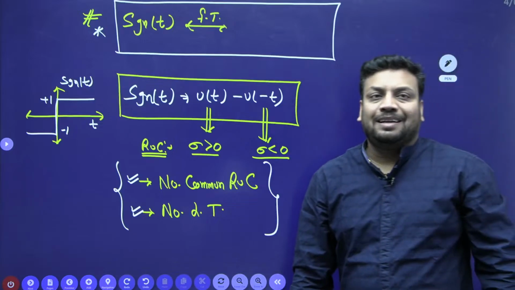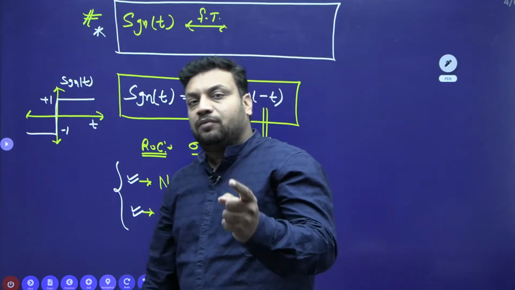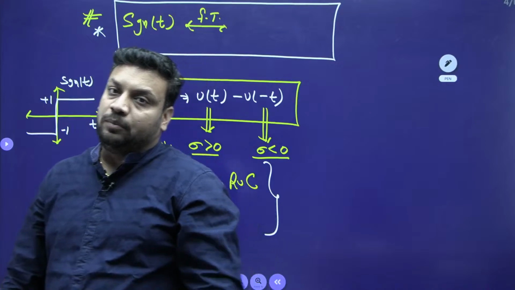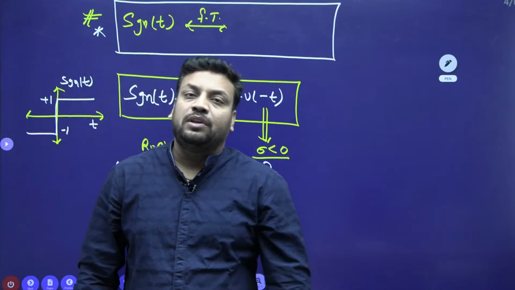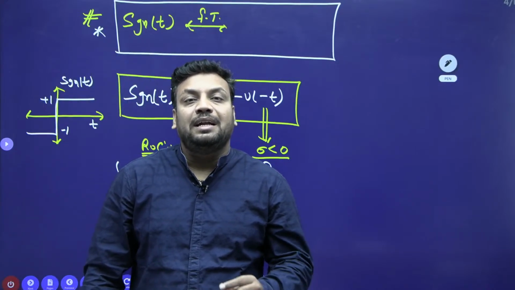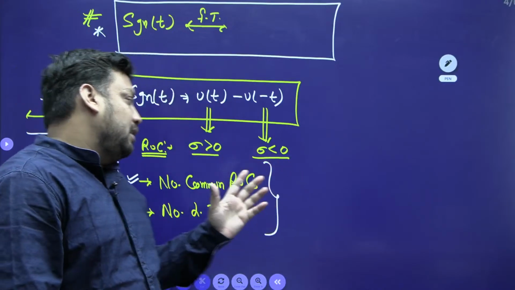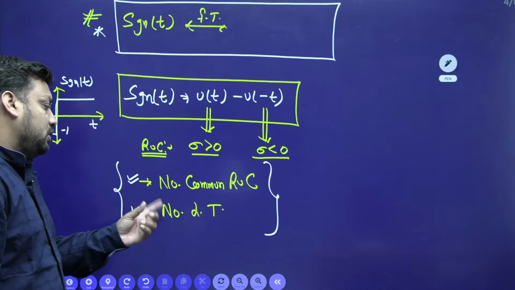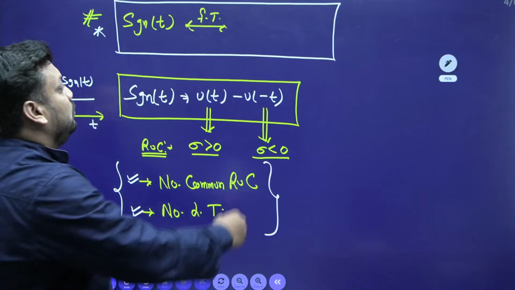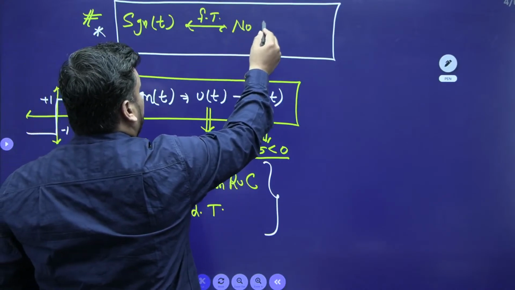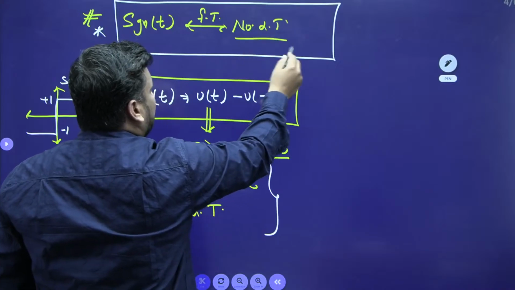Shall we go for next? If anybody asks about the signum function of t, its Fourier transform is 2 upon j omega. But the Laplace transform of the signum function of t is not possible, it does not converge, because there is no common ROC. So here there is also no Laplace transform. All of you just can't determine.